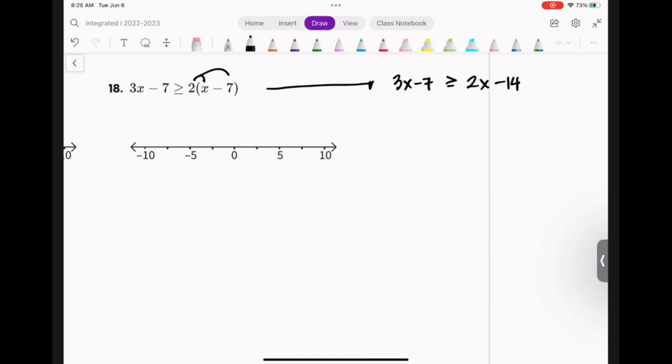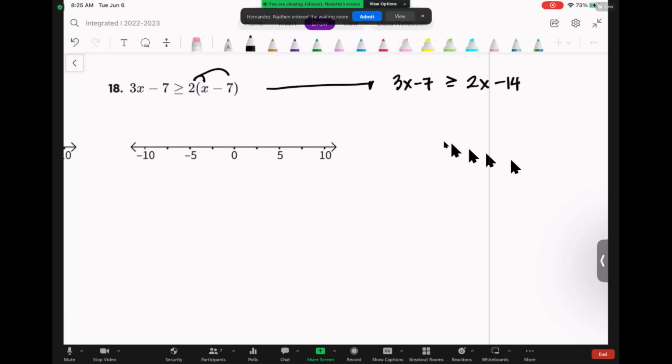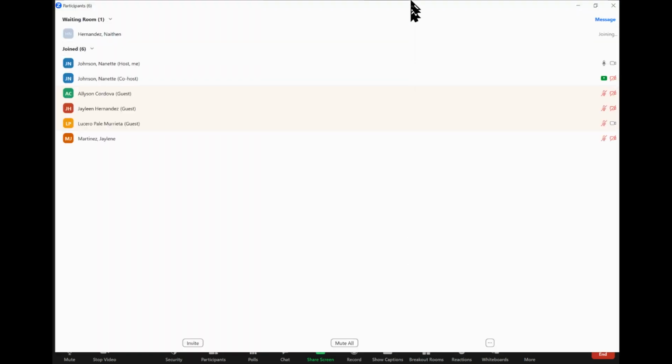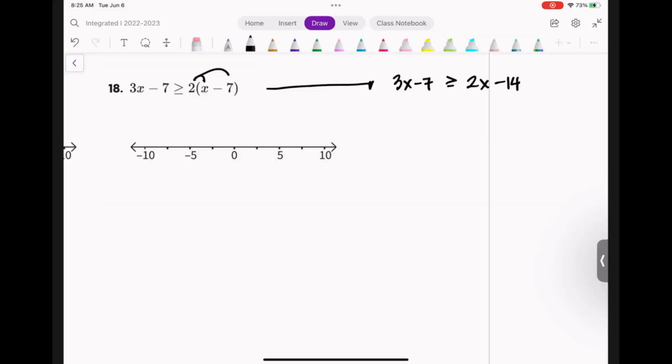Don't forget to multiply the 2 by both of those terms on the inside. Okay, and then from here, all you're going to do is start solving. I like when my x's are on the same side, so I'm subtracting 2x from both sides. And then at the same time, I'm going to add 7 to get everybody away from x. You can do that at the same time because subtracting and adding are at the same level in PEMDAS.